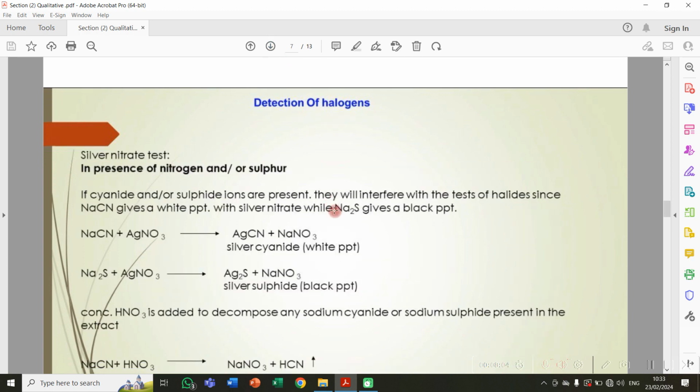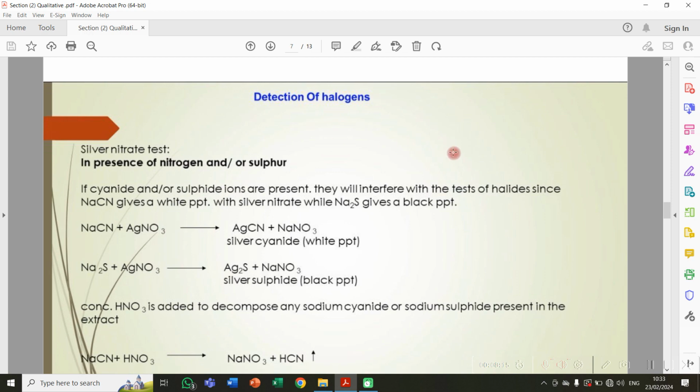halogens. Detection of halogens has 2 conditions. First of all, we can detect the halogen in absence of nitrogen or sulfur. If my compound does not contain any nitrogen or sulfur, we will work in a certain way. But if my compound contains nitrogen or sulfur, we should work in another way. So before we detect halogen, we should look in my compound to see if there is nitrogen and sulfur. Let's start with the case of absence of nitrogen and sulfur.